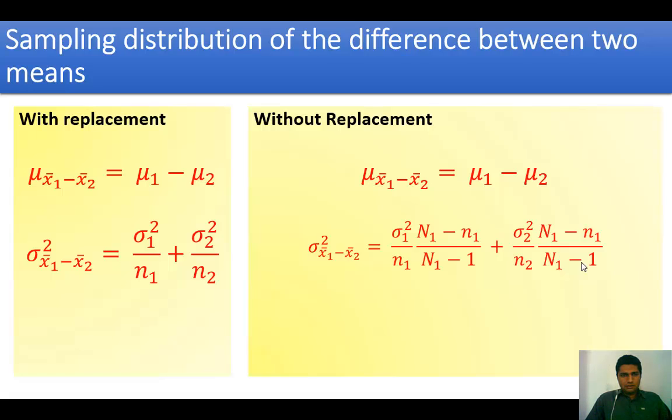Now, these results can be extended to the differences between two means. Suppose you have two populations and you draw samples of specified sizes from both the populations and then take the differences of those means. If you do so, the properties of the sampling distribution of the difference between two means will be: mu of x bar 1 minus x bar 2 is equal to mu 1 minus mu 2. And similarly, the variance of x bar 1 minus x bar 2 is equal to the variance of the first population divided by sample size 1 plus the variance of the second population divided by sample size 2.